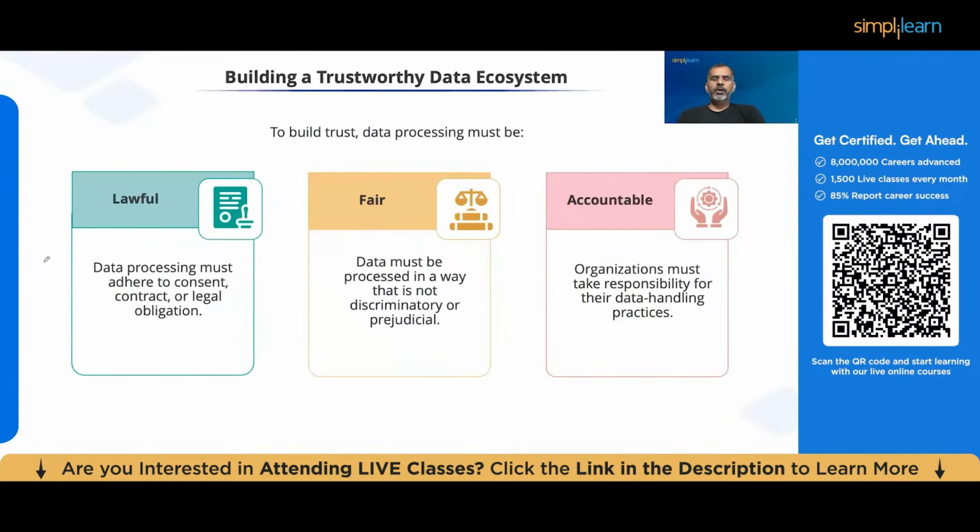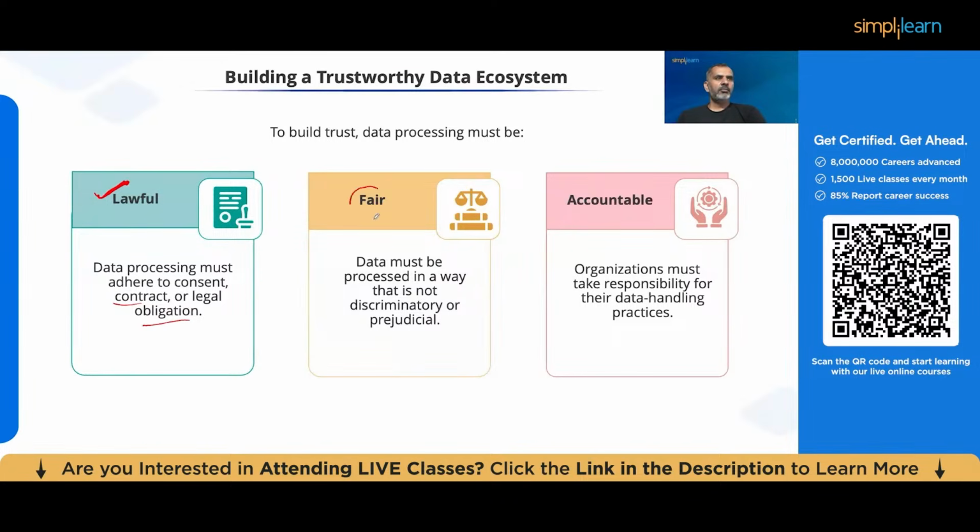With this, we talk about building a trustworthy data ecosystem. When we say trustworthy data ecosystem, we need to be very lawful. The laws defined around the globe, whether it is a domain specific law, a privacy law, a security law, or a data sharing law, we have to be very lawful. So data processing must adhere to consent, contract, and legal obligations.